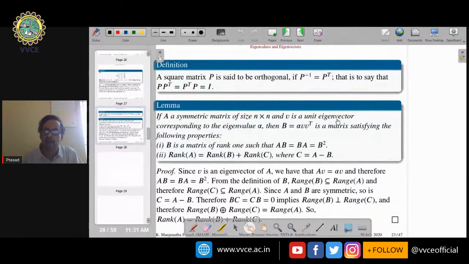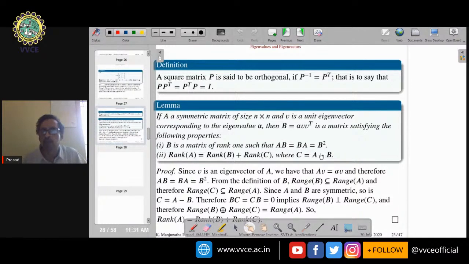Once you have an eigenvector, you can have a unit eigenvector easily by multiplying by the inverse of its norm. Okay, you have a unit eigenvector V corresponding to that eigenvalue alpha, and B is equal to alpha times V V transpose is a matrix satisfying the following properties. That B is a matrix of rank 1 such that AB is equal to BA is equal to B square, and rank A is equal to rank B plus rank C, where C is equal to A minus B.